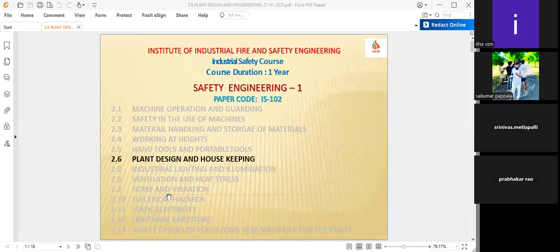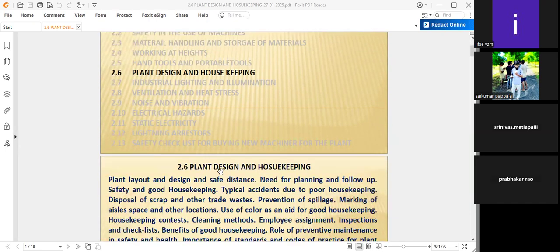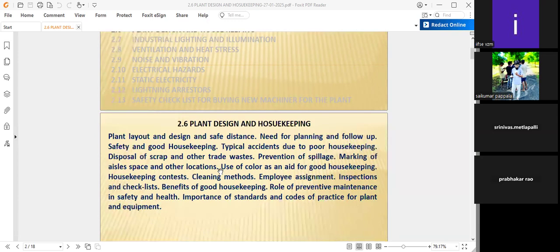Today, as per the topic scheduled, IS 102 2.6 plant design housekeeping. As per the plant design housekeeping, where the SBTET textbook has given these items: plant layout design, safe distance, and need for planning and follow up, safety and good housekeeping. These are the topics we need to discuss under the slides.